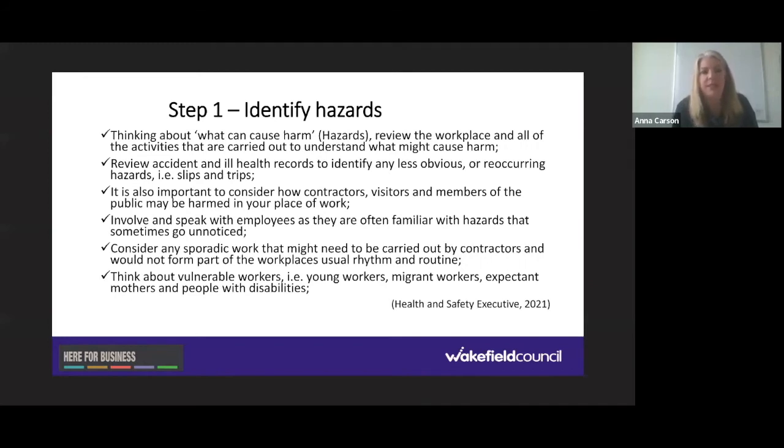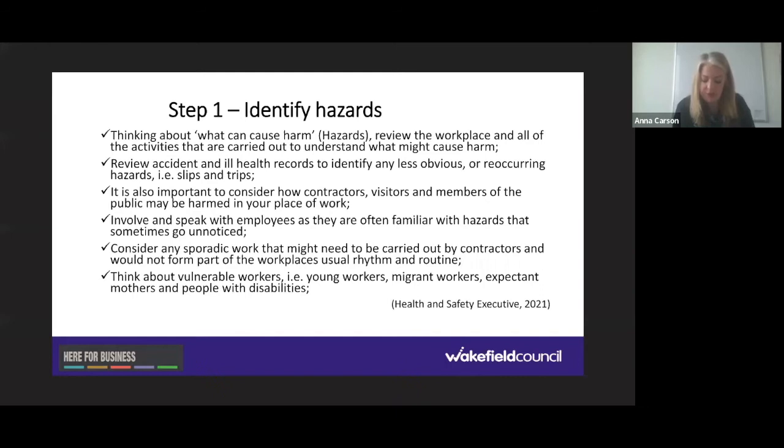Another thing you can do to identify hazards is review accident and ill health records. This can also help you identify any less obvious or recurring hazards. So it can give you really useful information, especially if you record near-miss information. So this might be something that hasn't quite led to an accident or an injury, but you might notice that something's happened a few times, and next time it could be the time it leads to an injury.